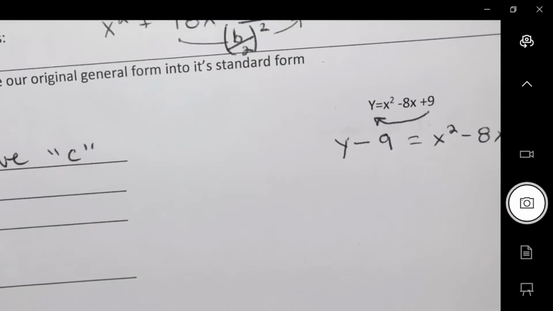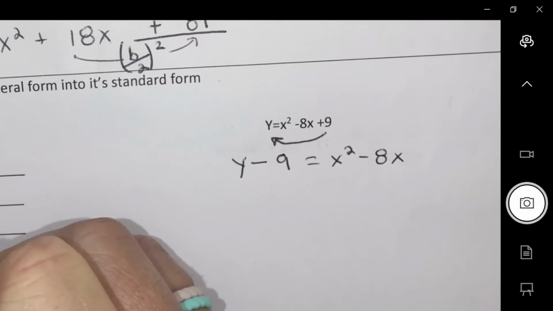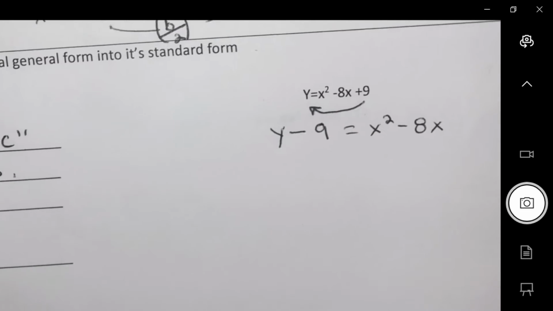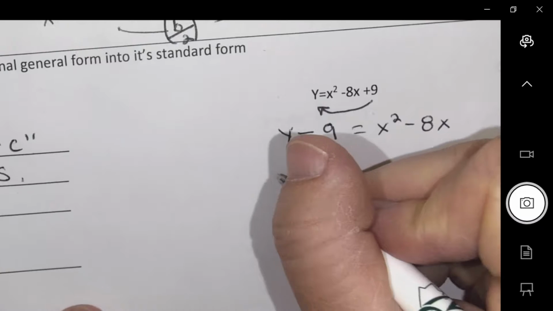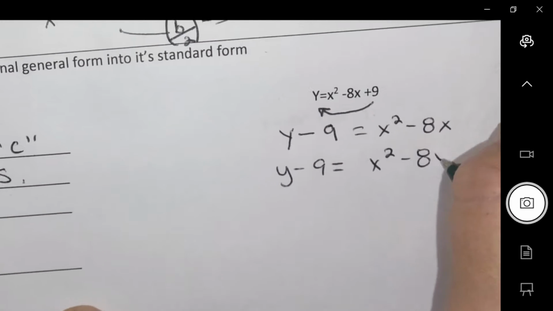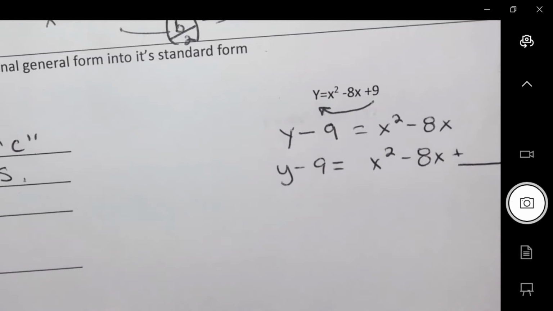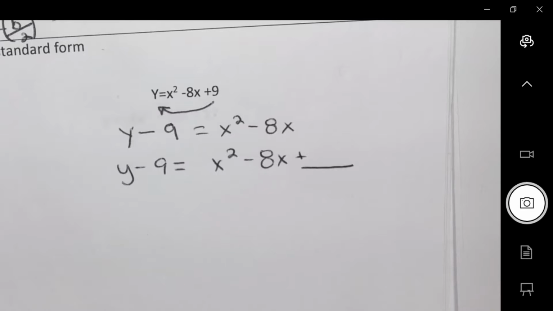Step 2 is complete the square. I'm just going to write it like that if you're okay. Complete the square. So this is what we just did. What number will go into that last position? So I did what and what to get there?